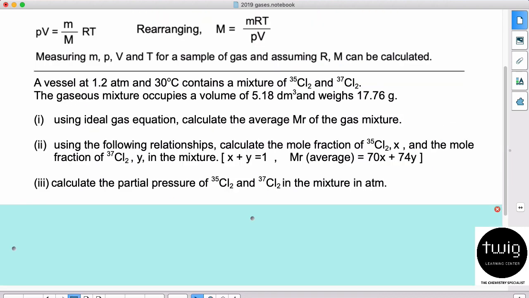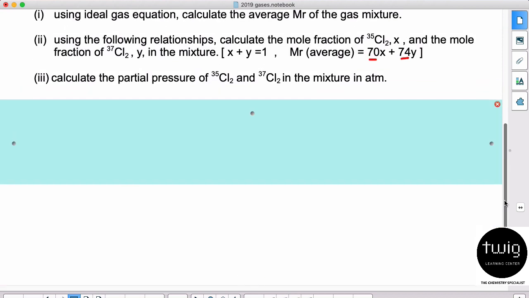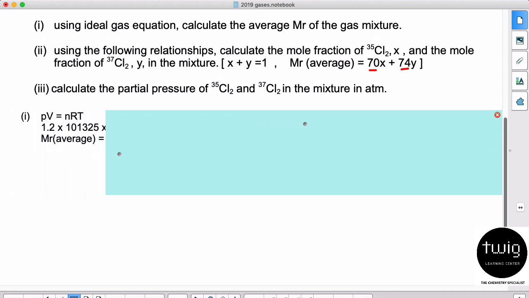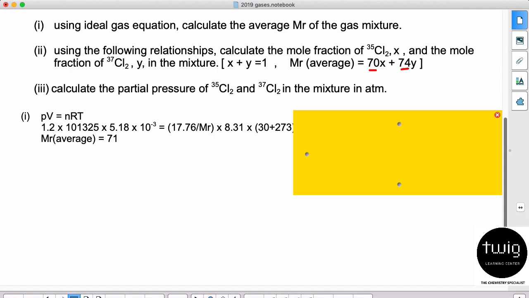There was a gaseous mixture occupying this volume, containing a mixture of Cl2 and Cl2 isotopes. The MR for this one is actually 70, and the MR for this one is actually 74, correct? That's why you see 70 and 74 here. So some of them are 70, some are 74. We want to find the average, so you can use PV = nRT. I hope you managed to get the answer using PV = nRT. Let's check: you plug everything in, and your answer should be about 71.